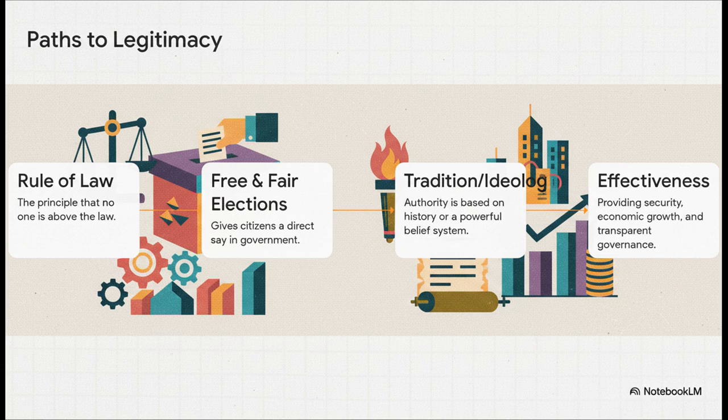So how do governments build this trust? Well, as the AP curriculum shows us, they've got a few tools in their toolbox. A big one is the rule of law, the idea that nobody, not even the person in charge, is above the law. Free and fair elections are obviously huge, but you can also get legitimacy from tradition, like a long-standing monarchy, or a powerful ideology, like communism in China. And sometimes it's as simple as being good at your job, providing security and a growing economy.